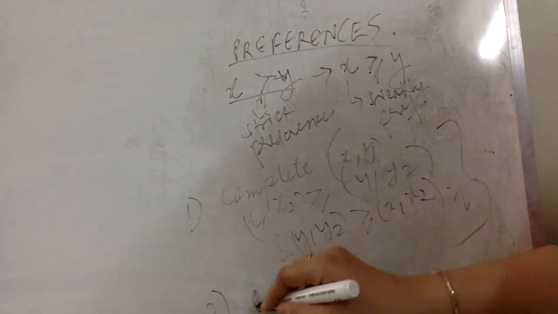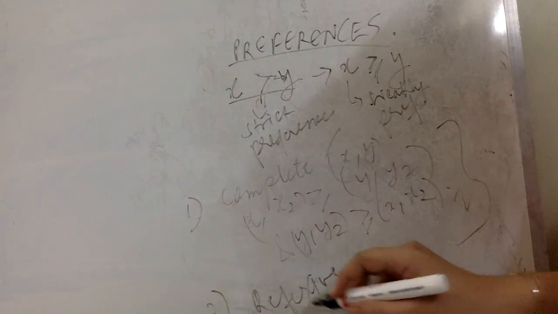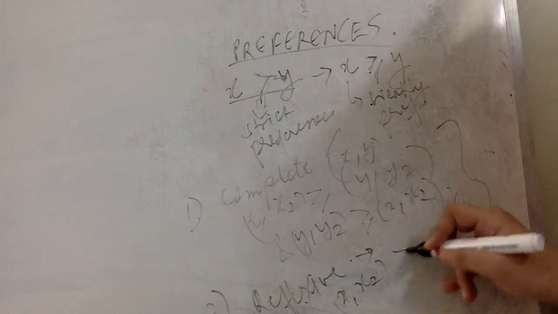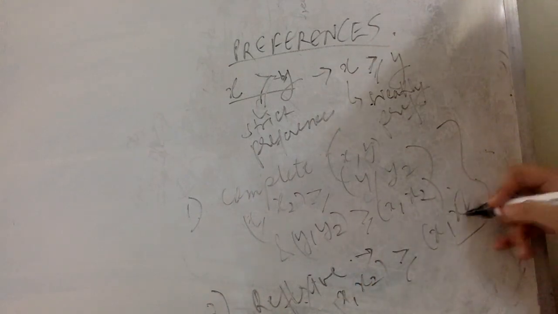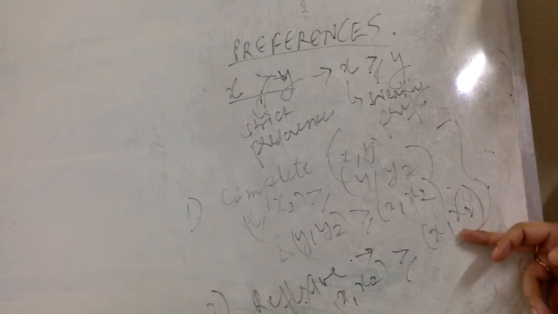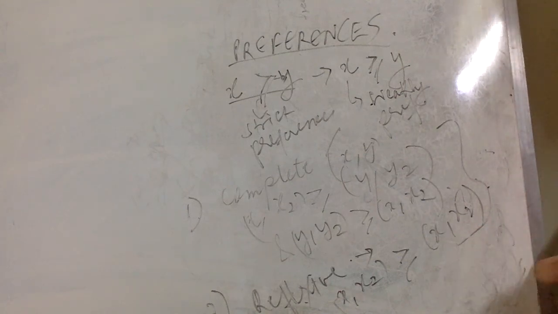Second assumption is reflexive, meaning a bundle, say x1 x2, should be at least as good as itself, which is the same bundle x1 x2. So we assume any bundle is at least as good as itself. It reflects the second property of preferences, which is the reflexive property.